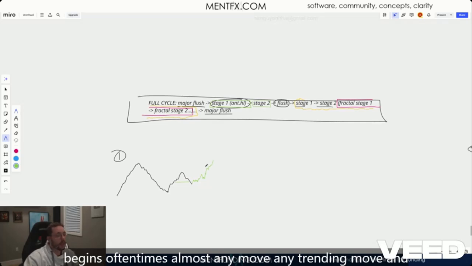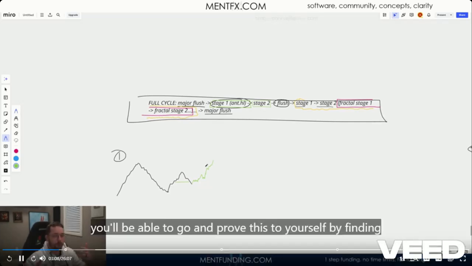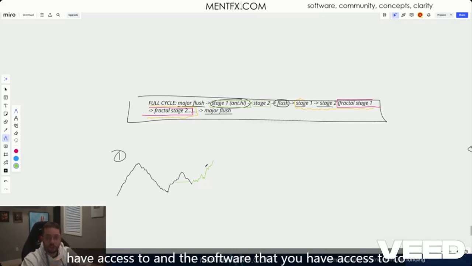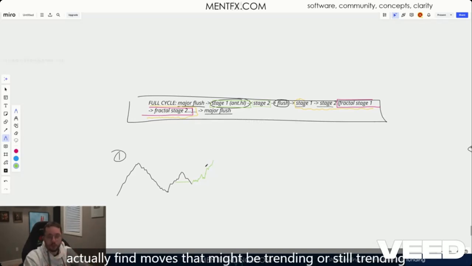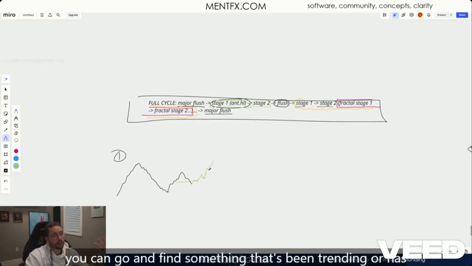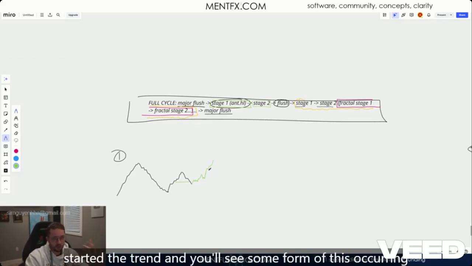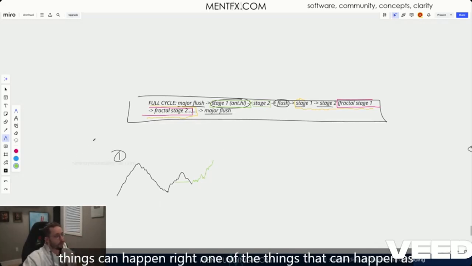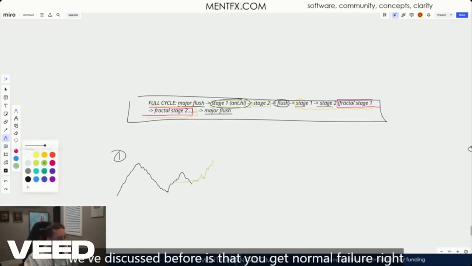Oftentimes, almost any trending move, you'll be able to prove this to yourself by finding any move that has trended, using the tools and the software that you have access to, to find moves that might be trending or still trending. You can find something that's been trending or has started to trend, and you'll see some form of this occurring, to where the stage two has now begun. Now, from here, a few things can happen. One of the things that can happen, as we've discussed before, is that you get normal failure.